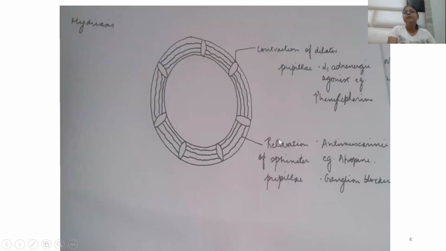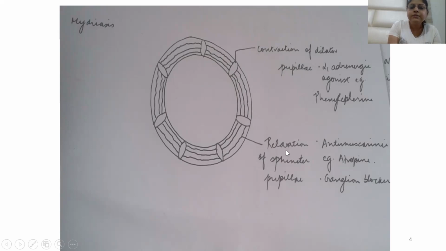Now, next is mydriasis, which can be of two types, active mydriasis and passive mydriasis. Active mydriasis is by the stimulation of the alpha-1 receptors, with alpha-1 agonistic drugs like adrenaline-type drugs such as phenylephrine, which lead to contraction of the dilator pupillae muscles. And when there is contraction of the dilator pupillae muscles, there will be dilatation of the pupil, leading to mydriasis.